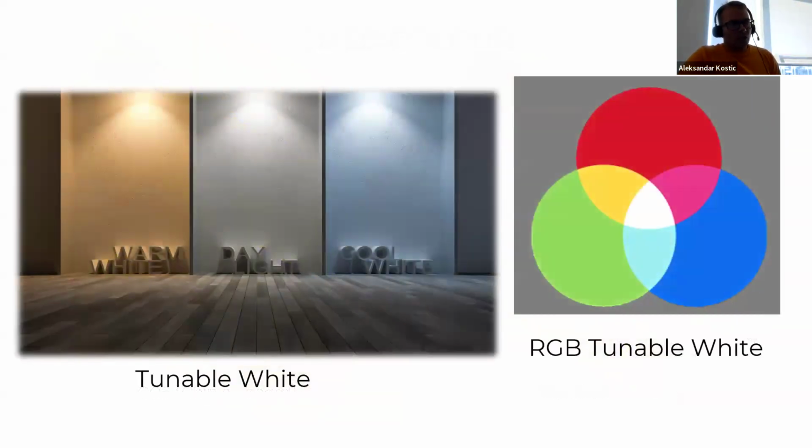So as I mentioned, the two typical ways of fully controlling LED are to control the white using tunable white, and RGB, where through the three channels, red, green, and blue, by mixing those three channels, you can achieve whatever color from the color spectrum you prefer.